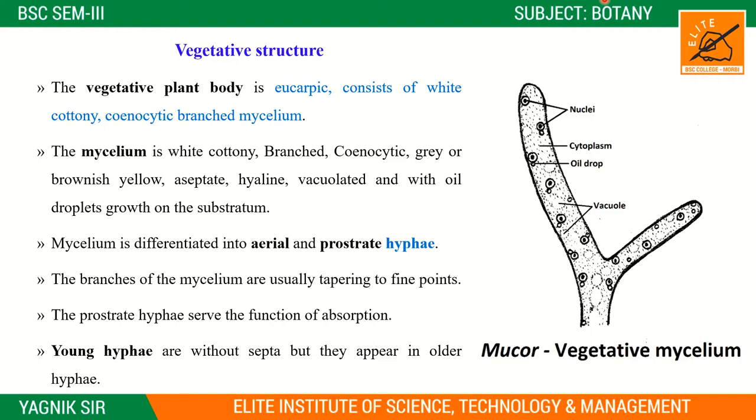Actually, hyphae are of different types, like young hyphae and old hyphae. So here we are specifically talking about young hyphae. Young hyphae are without septa, that means aseptate, but septa appear in the older hyphae.